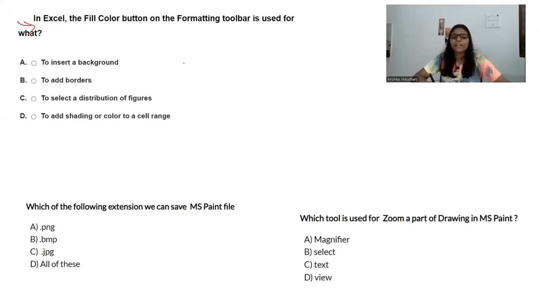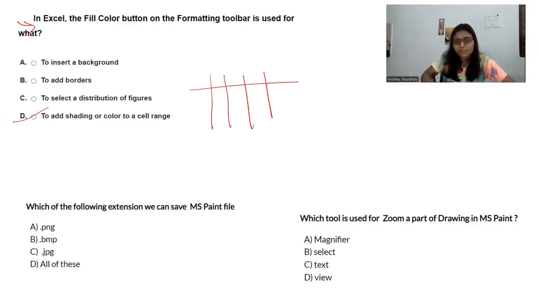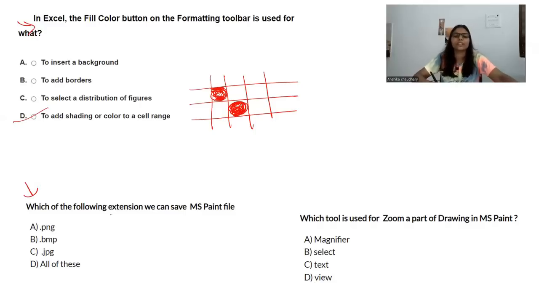The next question is, in MS Excel, the fill color button on the formatting toolbar is used for what? It is useful for adding shade or color to a cell range, right? We can say background color, for setting the background color of a particular cell. Cell is what? Suppose these are some columns, these are the rows, right, in MS Excel. This particular area, I'm doing some drawing in it, is called a cell. So to fill this, what will we use? In the fill color button, we can add shading or color to a cell range. All right, let's move on to the next question.